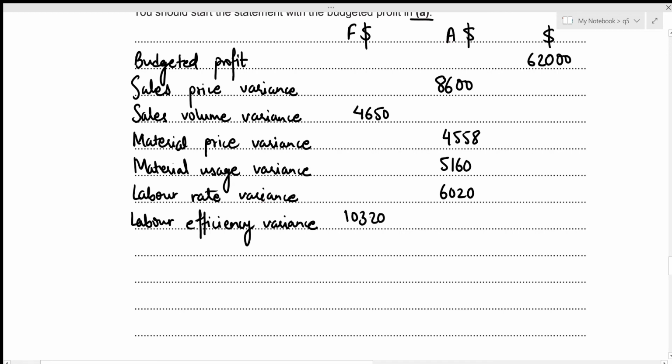Okay, then we have our final factor, which is a fixed overhead. So we can just term it as overhead. First one is overheads expenditure variance. And the second one is overheads volume variance.